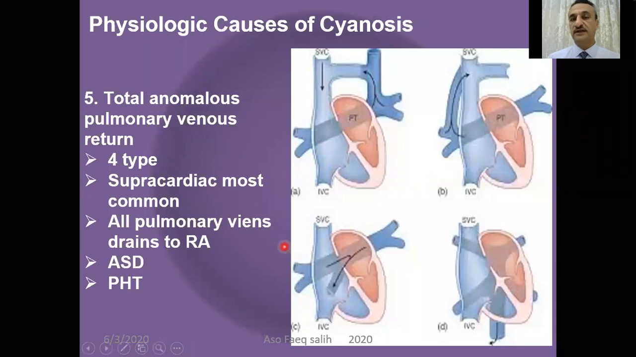There is another kind of anomaly I told you about at first, which is total anomalous pulmonary venous return. Total means all pulmonary veins wrongly go to the right side of the heart. That's the meaning of this. We have four types of it: one is called supracardiac, one is infracardiac, one is intracardiac, and one is the sinus type. This is the infracardiac one. We have four types, but the main issue with this pathology is that all the pulmonary veins go back to the RA instead of going to the left side of the heart. That's the problem with this pathology.